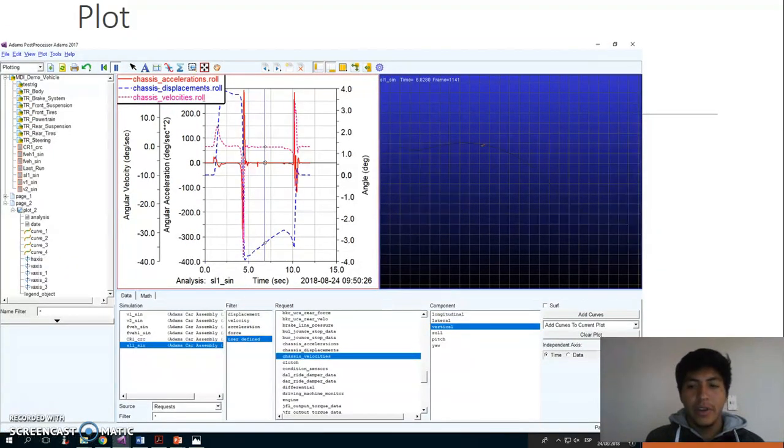This is another graphic. In this case, we have three lines. The red line represents the acceleration of the chassis. The blue line represents the displacement of the chassis too. And the pink line represents the velocity, also of the chassis.